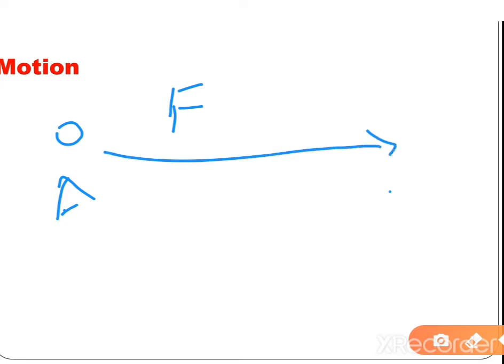There is one body which is at point A. Initially it is at point A, and when force is applied, the body moves from point A to point B. Then its position is changing. The body was at A and its position has changed to B. Then the body is said to be in motion.